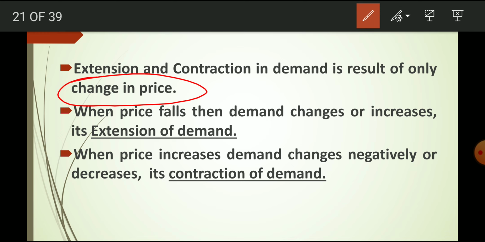Extension and contraction only due to change in price, other factors remain constant. So here is, when price falls, then demand changes or increases. Demand increase thai ne shu kevay, extension, expansion. And when price increases, demand changes negatively or decreases. Demand decrease thai ene shu kevay, contraction.